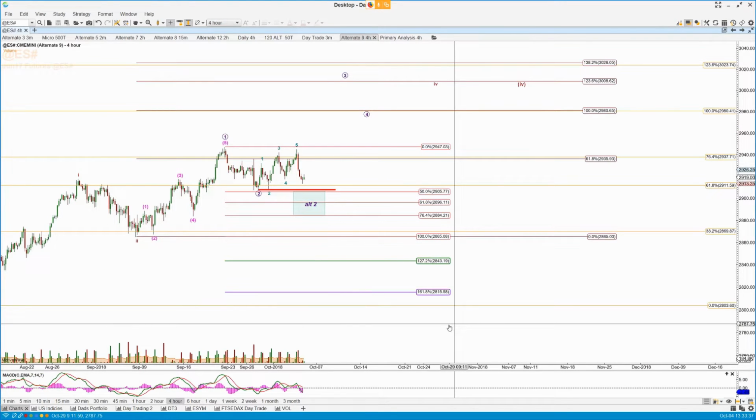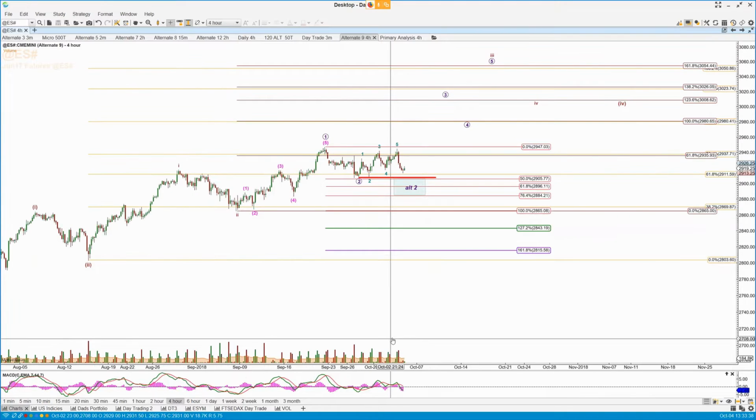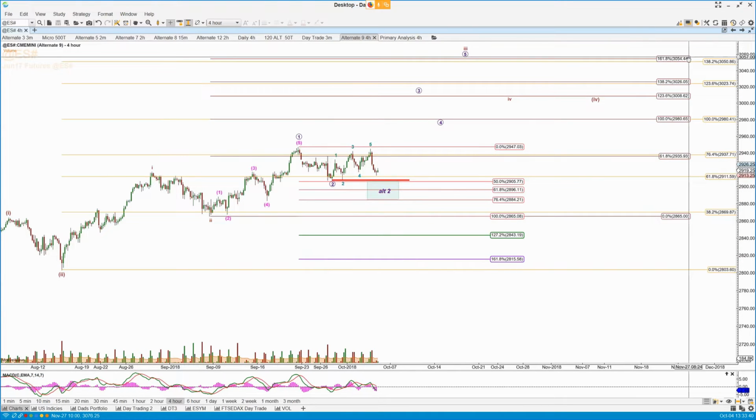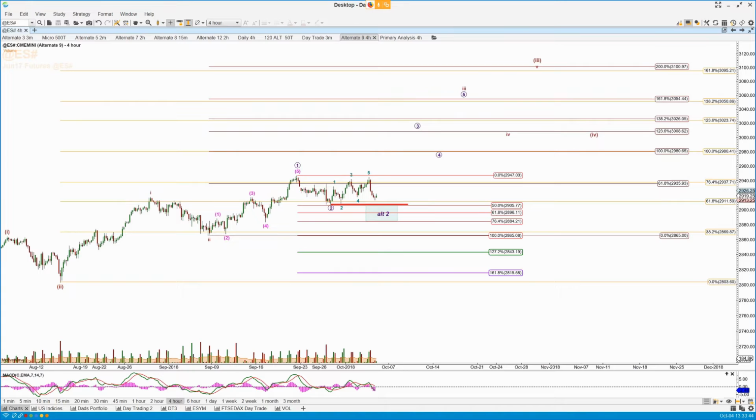So if I start to come down the time frames on the ES, this is the 4-hour chart, and there's 2 possibilities in the short term. I've got this 1, 2, 1, then we have the 2 here at the 50% retrace of the move up for this 1 here.